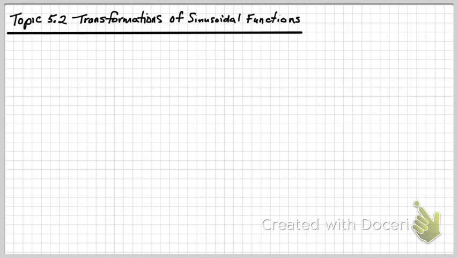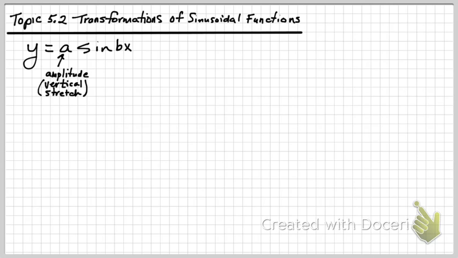Today in Math 30-1, we're going to look at topic 5.2, the transformations of sine functions, or sinusoidal functions, as they're formally called. Let's examine y is equal to a times the sine of bx. That's what we left off with yesterday. We learned that a was our amplitude, or our vertical stretch, and that 2 pi divided by b was the period.